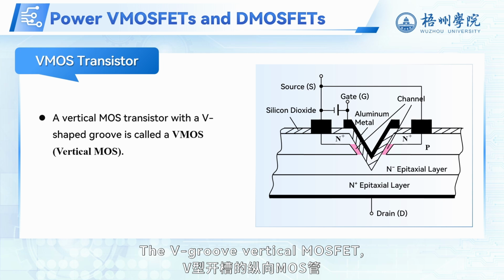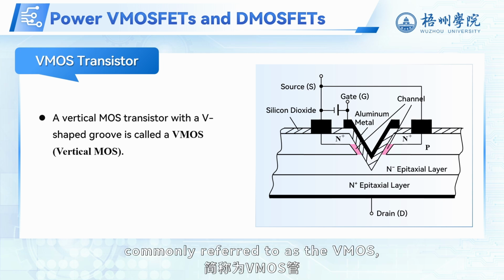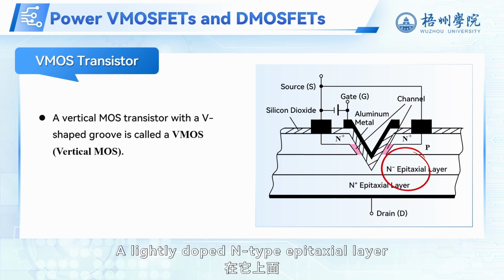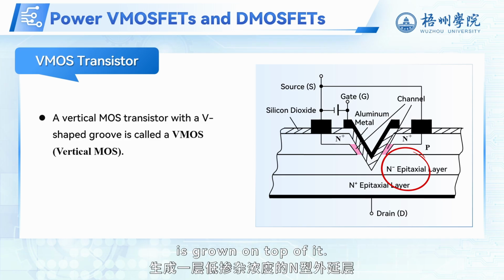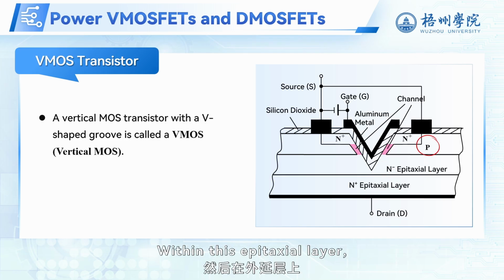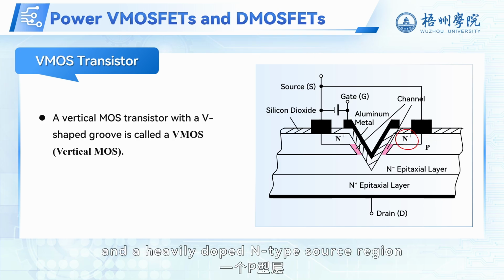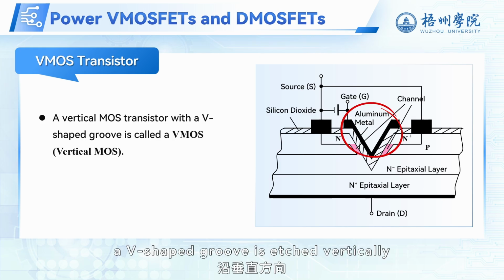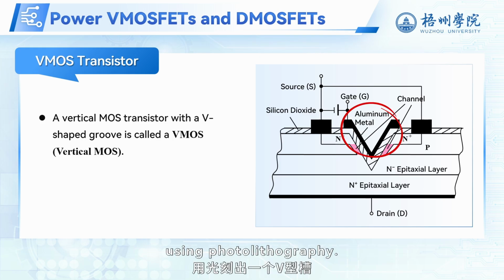The V-groove vertical MOSFET, commonly referred to as the VMOS, uses a heavily doped N-type substrate as the drain. A lightly doped N-type epitaxial layer is grown on top of it. Within this epitaxial layer, a P-type region and a heavily doped N-type source region are formed through doping. Finally, a V-shaped groove is etched vertically using photolithography.